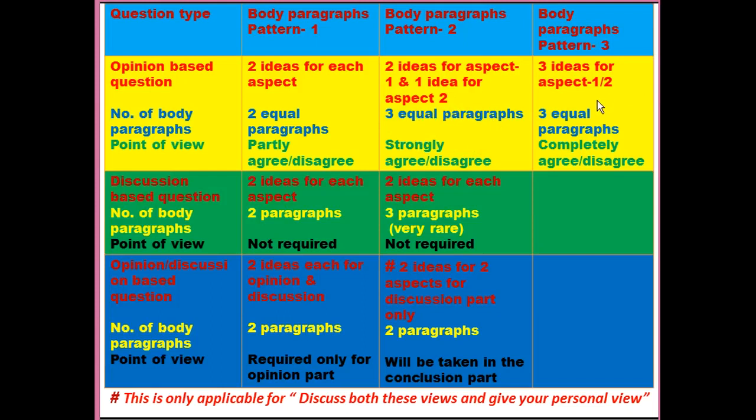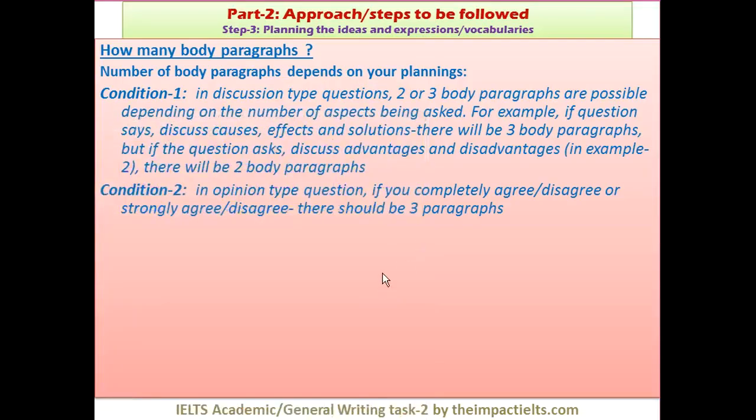And if you have 3 ideas for aspect 1 or aspect 2, in that case again, so in short, if you have 3 ideas for whatever aspect, in that case you have to write 3 paragraphs. On the other hand, if you have 4 ideas, 2 for each, there will be 2 paragraphs, right?